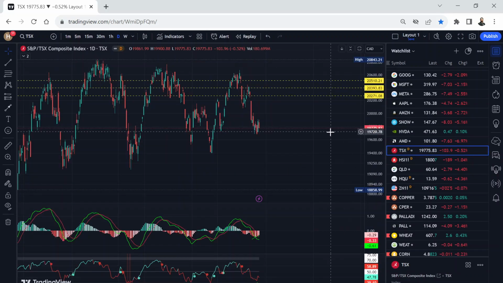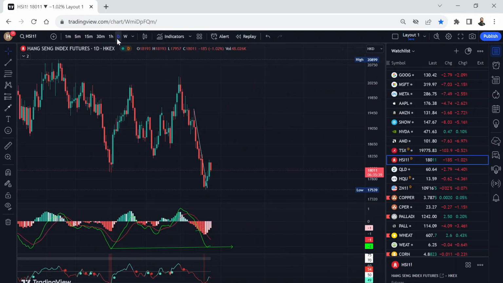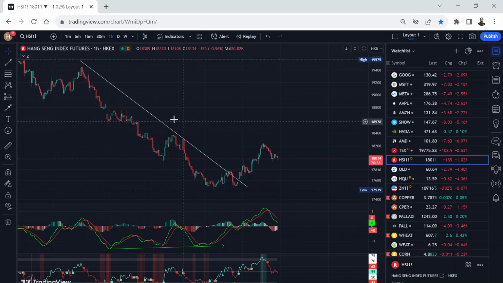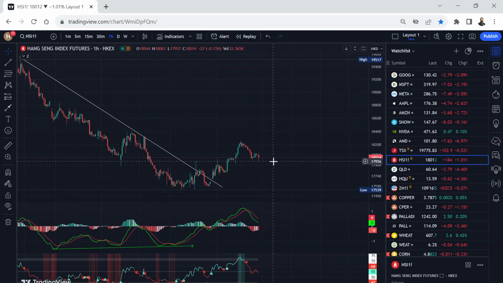We'll see how it goes. Toronto Stock Exchange just consolidating before next pump higher. Hang Seng Index 1 hour chart, you can see what's happening here. The bullish falling wedge broke out, and now we're just consolidating here. So I think we're forming another trend line. You can see if you want to draw a trend line like this, it could be forming another trend line here. Okay, so just keep an eye on that.